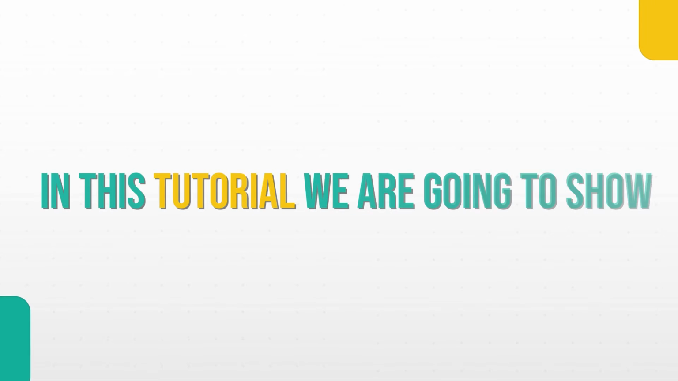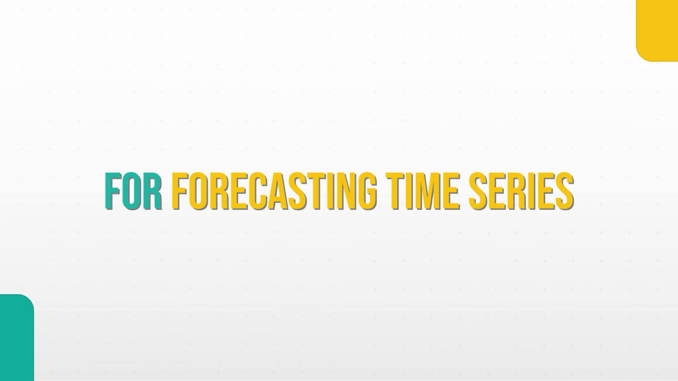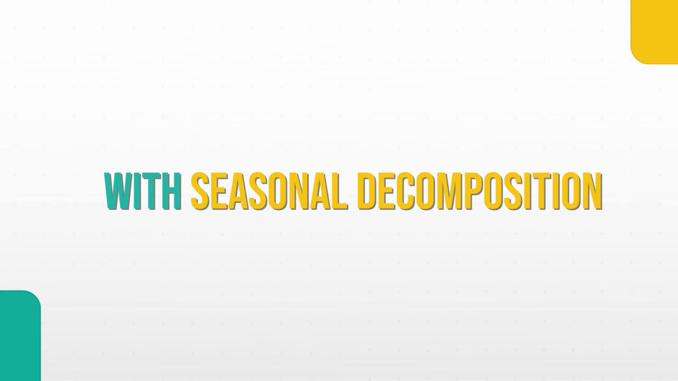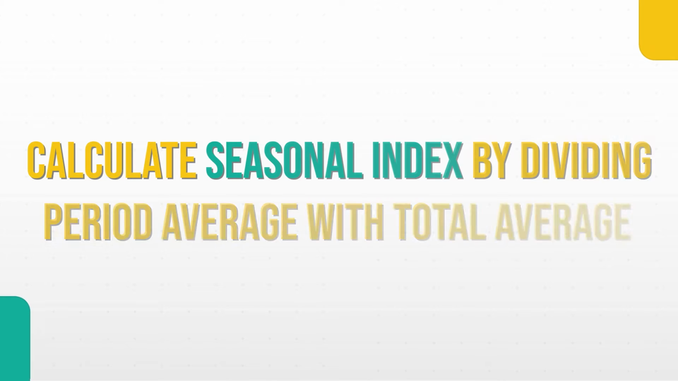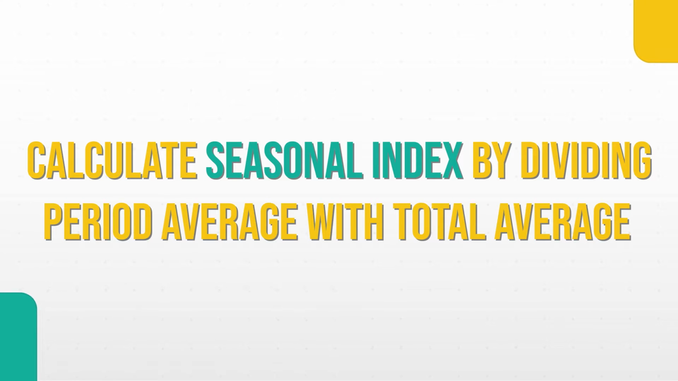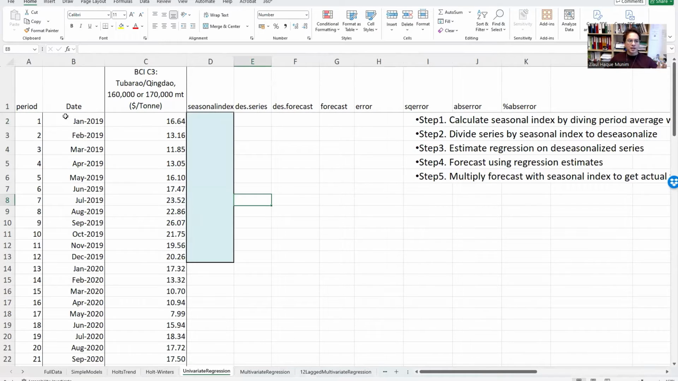Hi everyone. In this tutorial, we are going to show a univariate regression approach for forecasting time series with seasonal decomposition. We're going to do it in 4 or 5 steps. Step 1 is to calculate the seasonal index by dividing the period average by the total average. But before going to the first step, let me show you the setup.